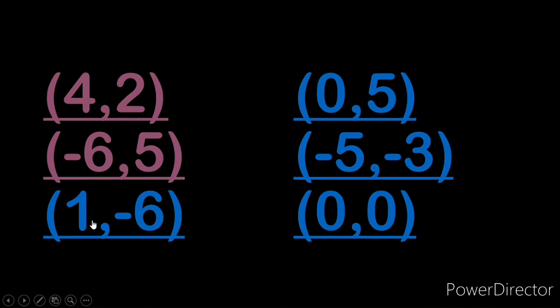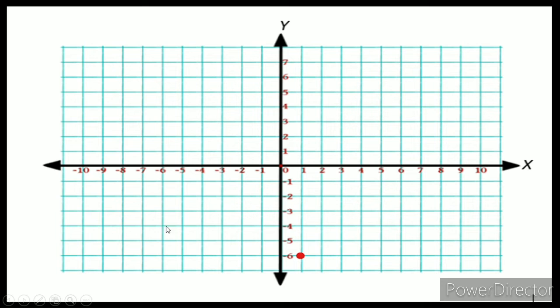So we also have (1, -6). So let's see. Oh, so here is (1, -6). This point is located here. Since 1 is our x-coordinate and it is positive, we have to move to the right of the x-axis. Then -6 represents the y-coordinate. Since it is negative, we have to count 6 downward. So we have 1, 2, 3, 4, 5, and 6. So we have here the point (1, -6).